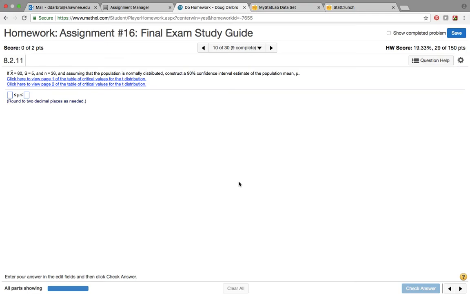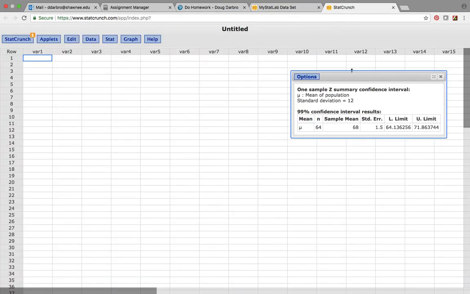All right, number 10, final question that we're going to do in this video. X bar is equal to 80. I'm going to write this down. Standard deviation is equal to 5. Now guys, that's critical. That second part there where we have S is equal to 5 tells me I use a T interval instead of the Z interval. Okay? So sample size is equal to 36. And it looks like we want a 90% confidence interval. And we need to round to 2 places. So go ahead and be prepared for that.